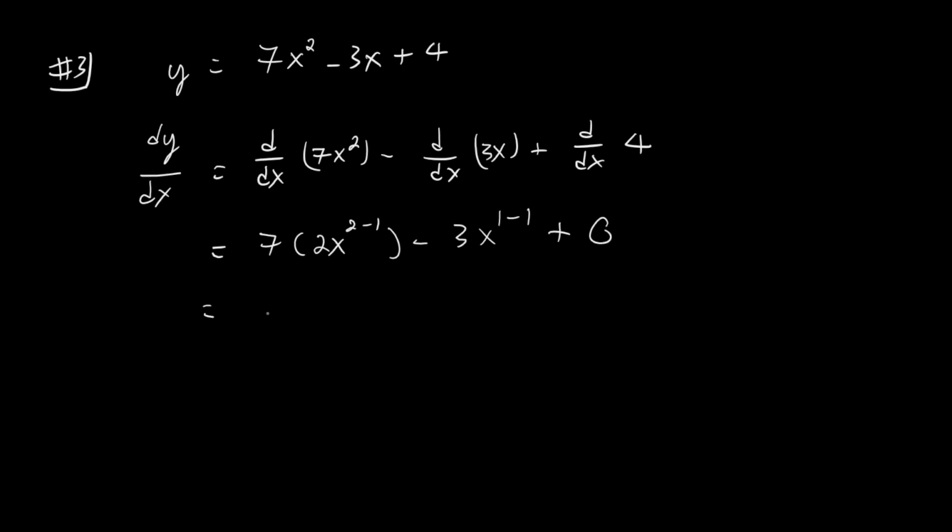Then 7 times 2 is 14. For the exponent of x, it will become 2 minus 1 is 1. Therefore, it is just x. Then minus 3. X raised to 1 minus 1 is equals to x raised to 0, and x raised to 0 is equals to 1. Therefore, you don't need to write it. Then, this is our final answer.